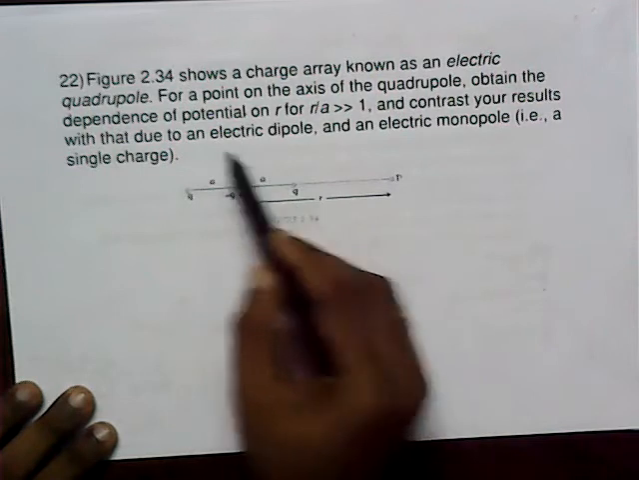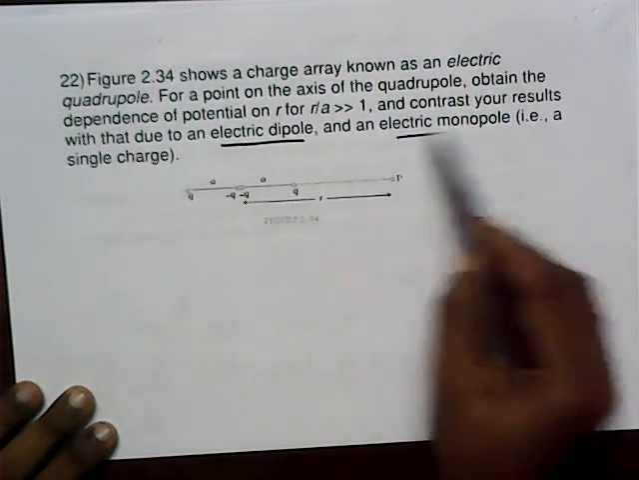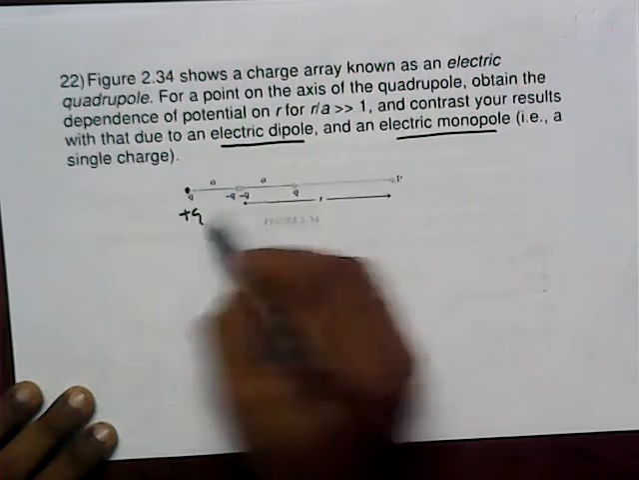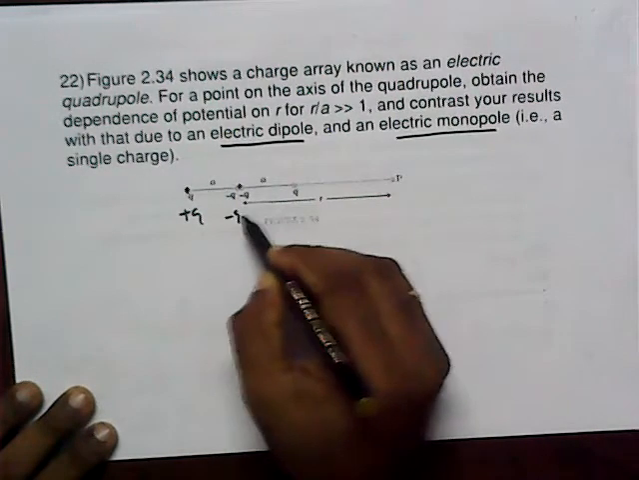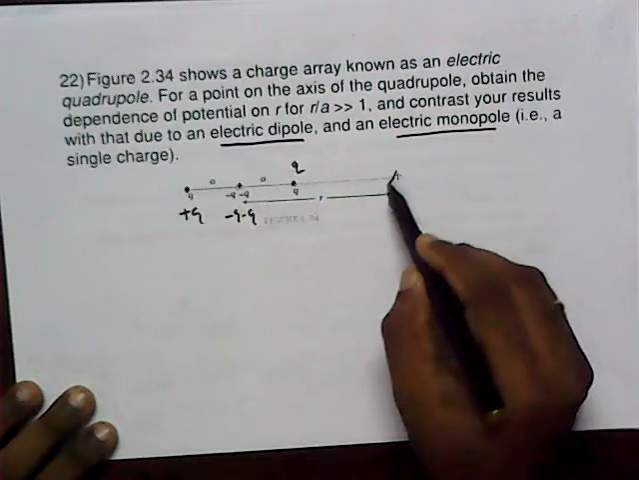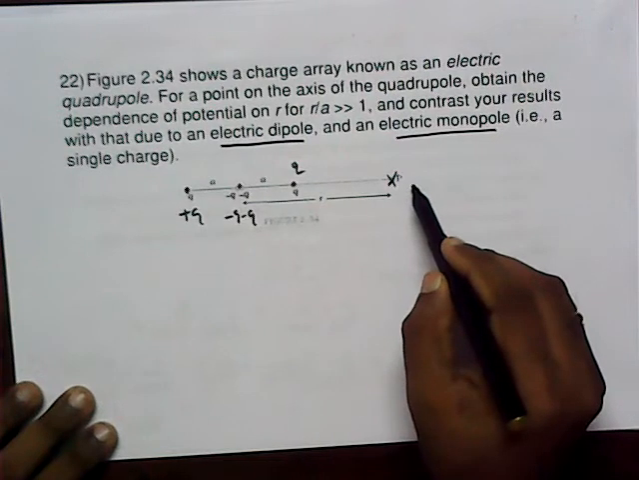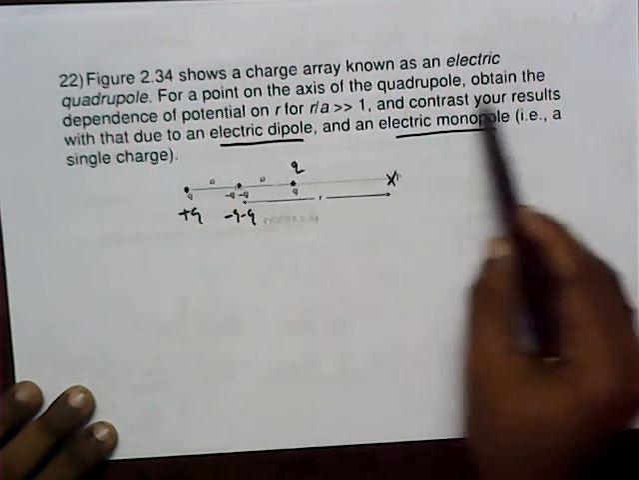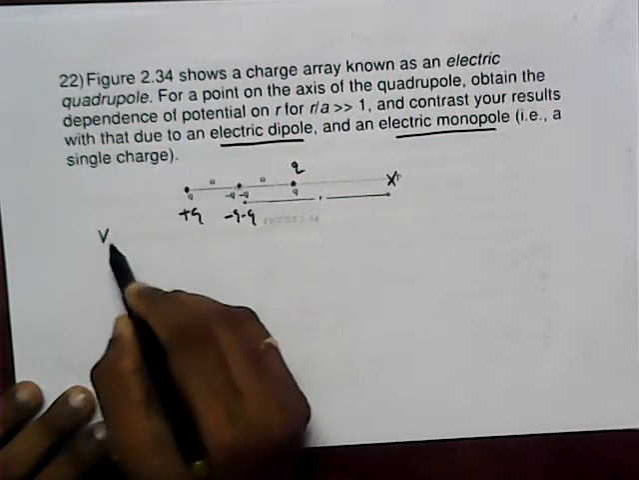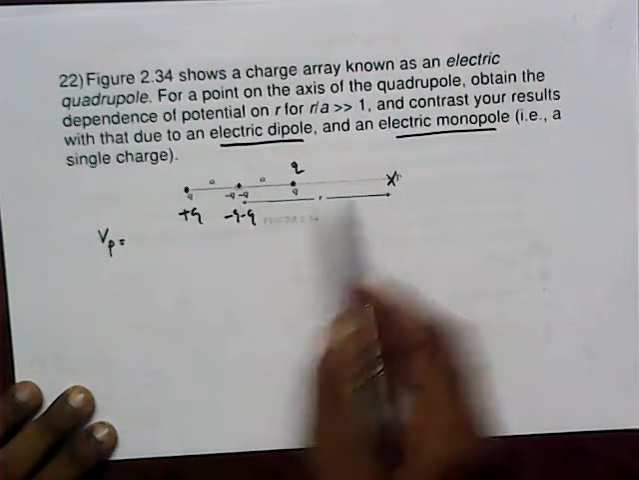Contrast your answers with the electric dipole and the electric monopole. So here, a plus charge Q is here, and this point is minus 2Q, and there is Q. We have to find, at first, for a point on the axis, the dependence of the potential.